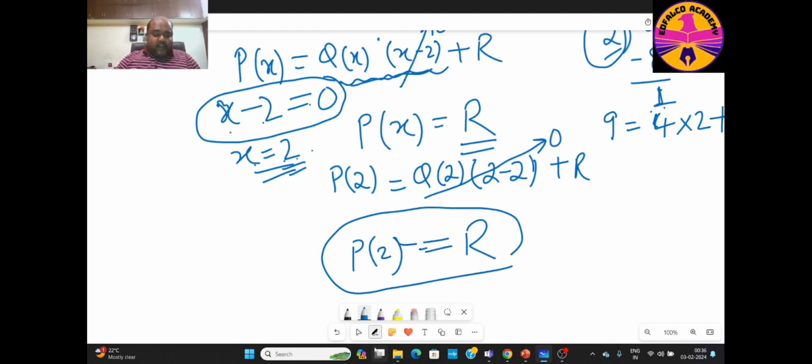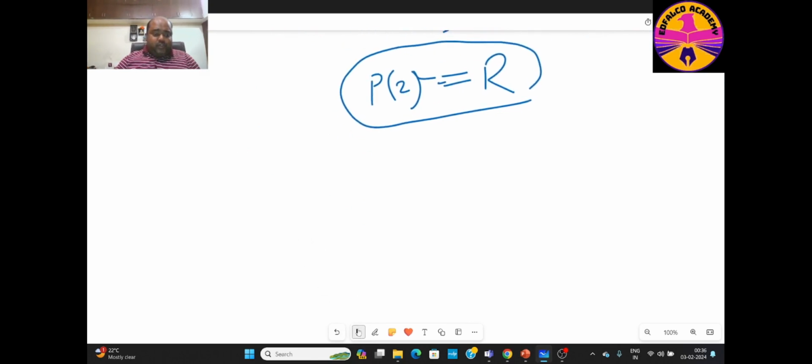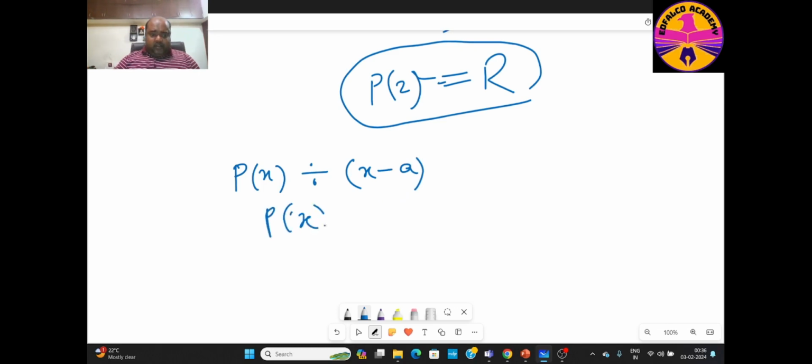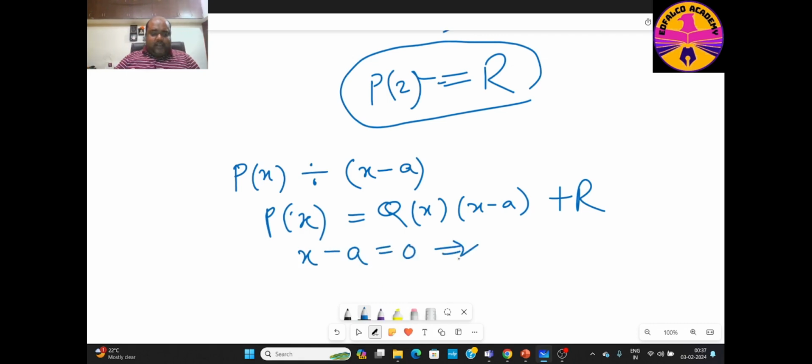Now in general, it doesn't matter whether it is 2 or 5. Suppose a polynomial p of x is to be divided by a linear polynomial x minus a, where a can be anything. After division, the expression will be p of x is equal to some quotient of x into x minus a plus r. That is how I will write it. And once I write it like this, I make x minus a equal to 0, and I take x is equal to a and substitute back in this expression. X minus a will become 0. This entire expression will become 0, and I will get p of a is nothing but r.